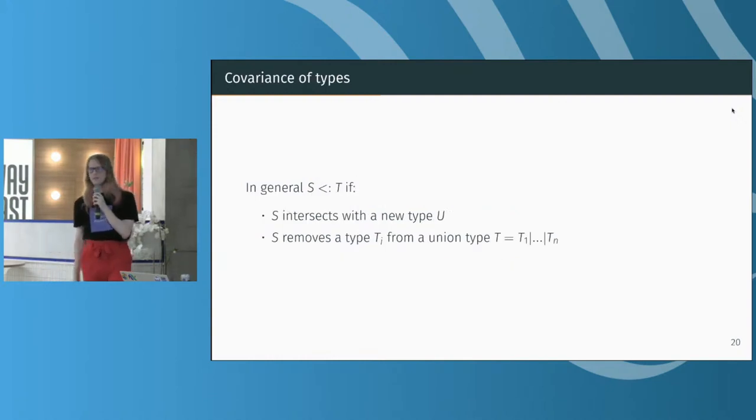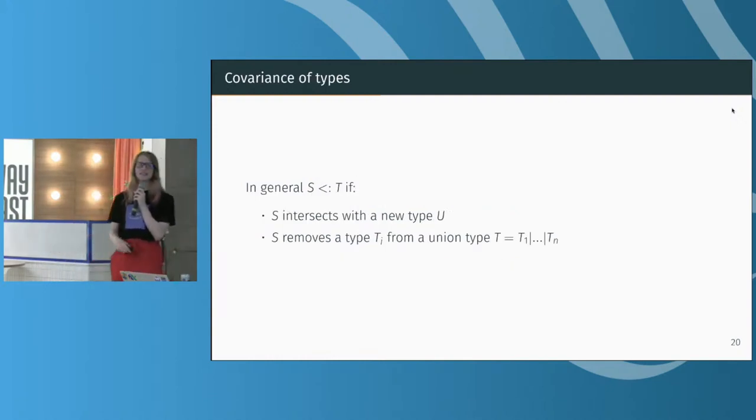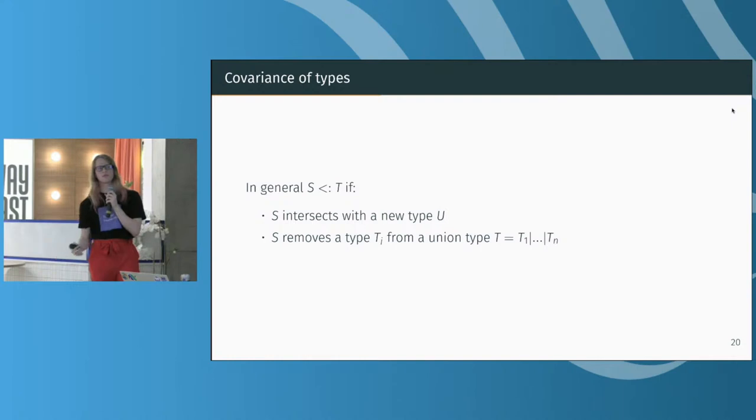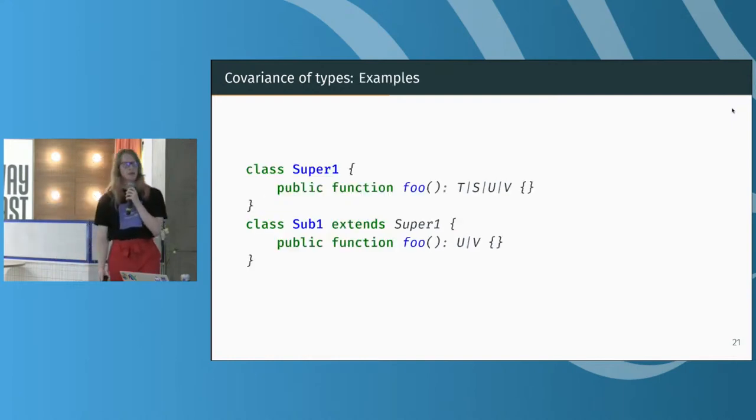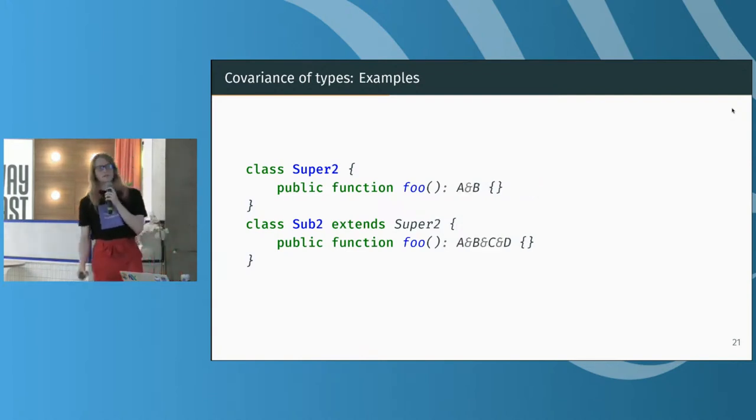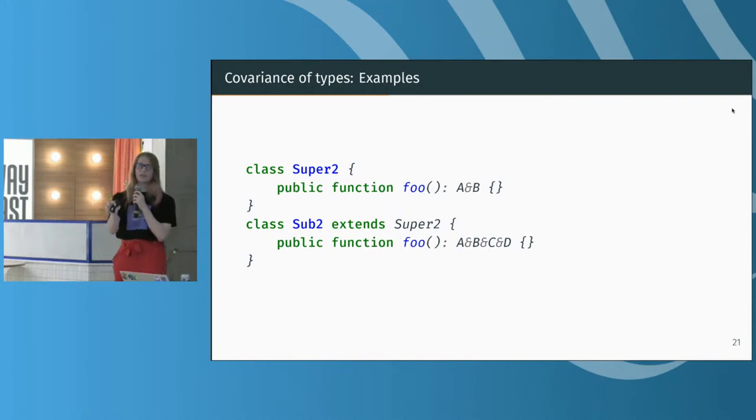So in general, S is a subtype of T if S intersects with a new type U, and S removes a type Ti from a union of types T, T1 up to Tn. Some concrete examples: I have a class Super1 which returns a union of T, S, U, and V. I can extend it and return a function which only returns U or V. This is more specific than the parent type. Same thing as before, I can have an intersection of A and B, and I can decide to return something which is A and B and C and D, i.e. it is more restricted in what it accepts.